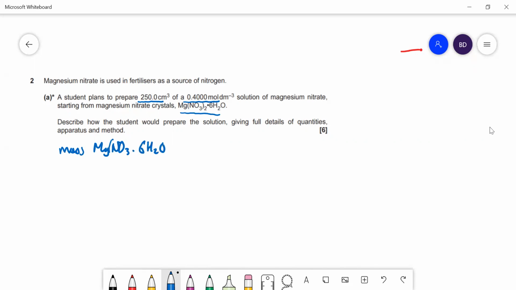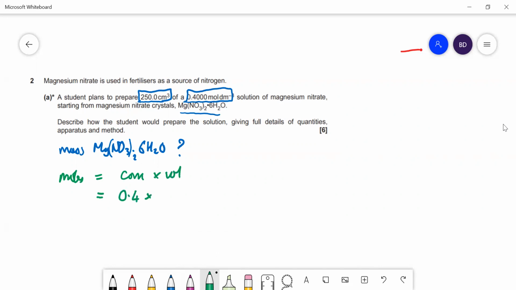We've got to find that out. We know the volume and we know the concentration required. So we're going to use this equation: moles is equal to concentration times volume. The concentration required is 0.4 and the volume is 250 centimeters cubed. That's 0.25 dm cubed, converting to dm cubed. That gives us 0.1 mole we need.